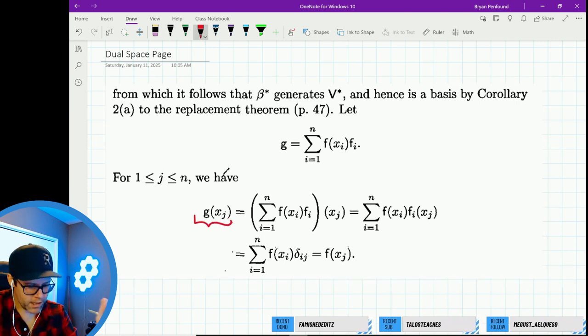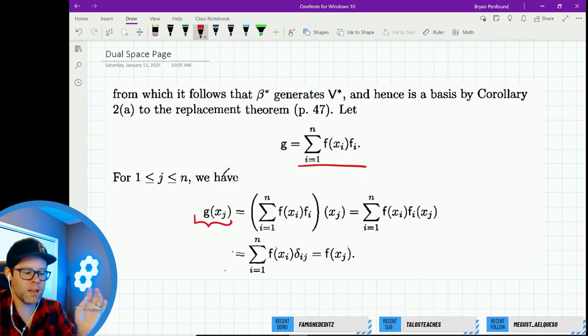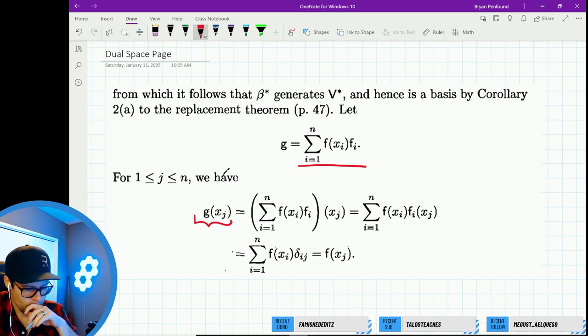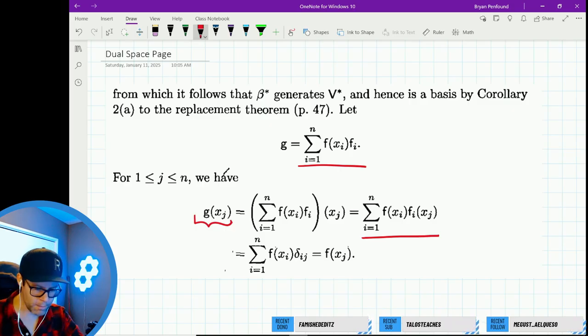So we're putting a basis vector into G. That basis vector is going to get sent to this representation for G, right? So we know that G can be expressed as a linear combination. And we're going to evaluate each of these FIs at xj. So that's kind of what they're doing here. They're going to say each of these FIs is going to get evaluated at xj. And then we'll sum these all up and see what happens.